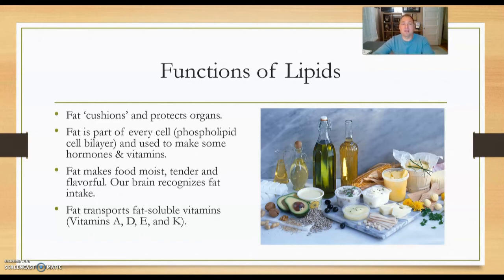Now, fat is a part of every cell, phospholipid cell bilayer, and used to make some hormones and vitamins. So please note that it is part of everything, and that we do need fat. We can't just not eat it. And fat makes food moist, tender, and flavorful. Our brain recognizes fat intake, and it wants it because it knows it's a good energy source and that it will sustain life. And then lastly, believe it or not, you need fat to take in vitamins.